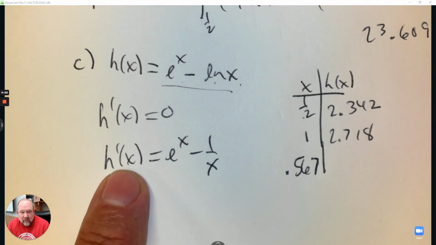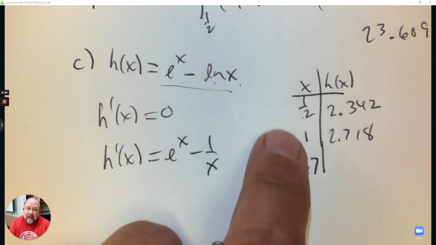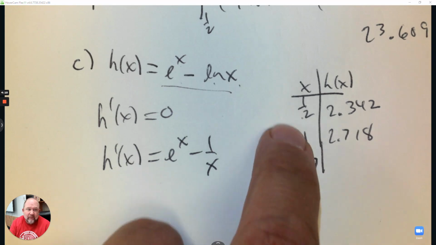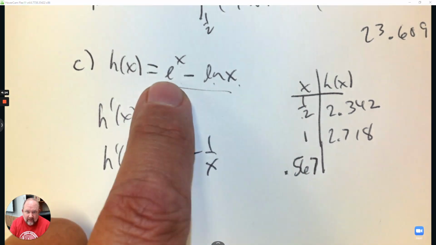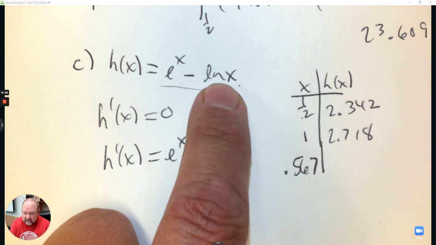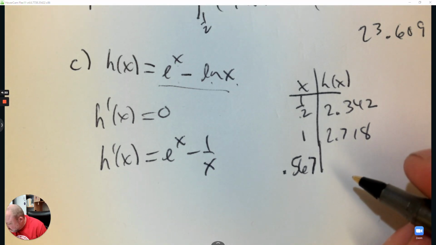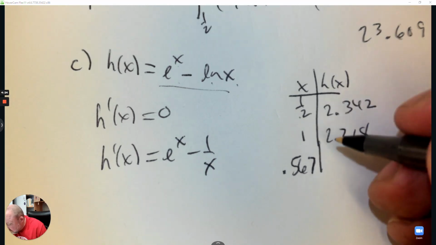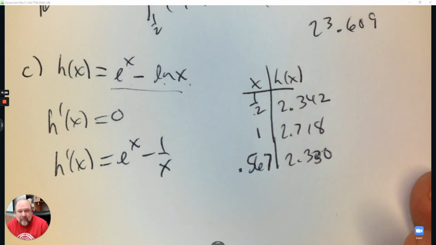That's considered a critical number. 0 would also be a critical number, but this number is between 1/2 and 1. So plug that number in here: e to the 0.567, subtract ln 0.567. And then the answer is 2.330.